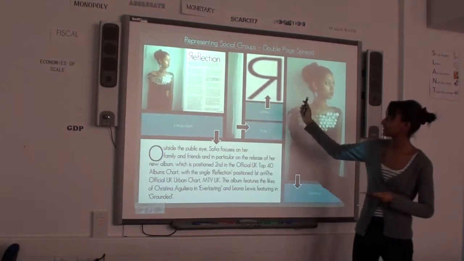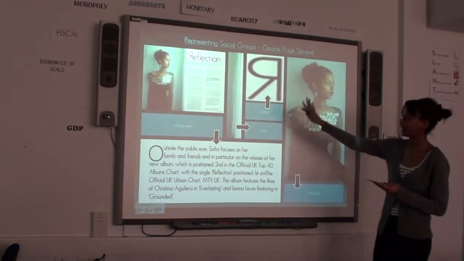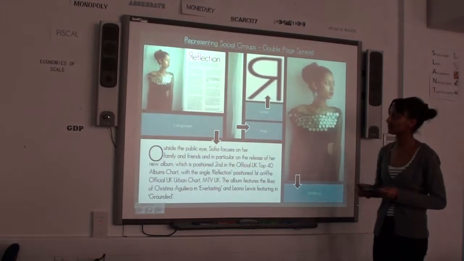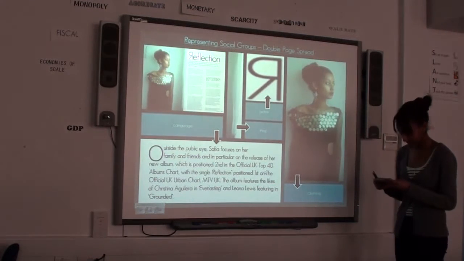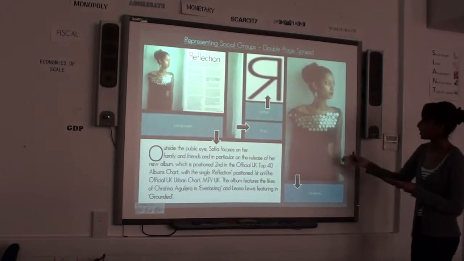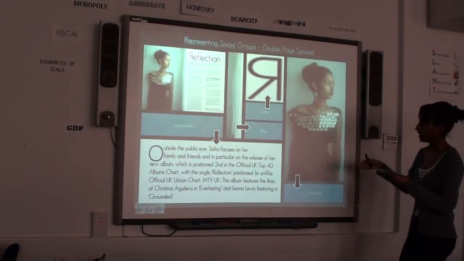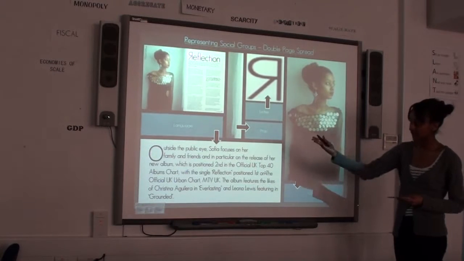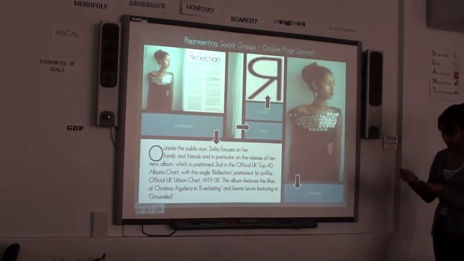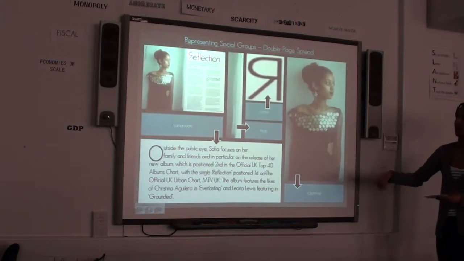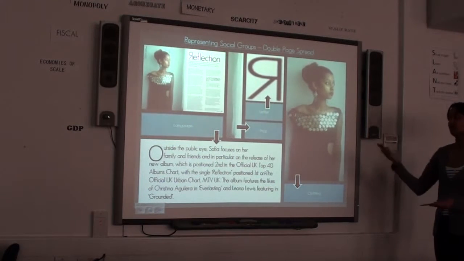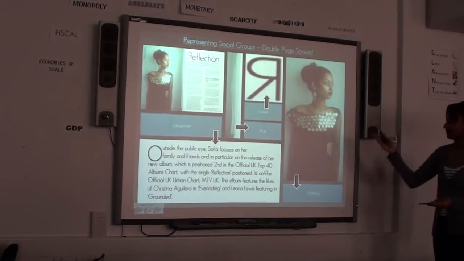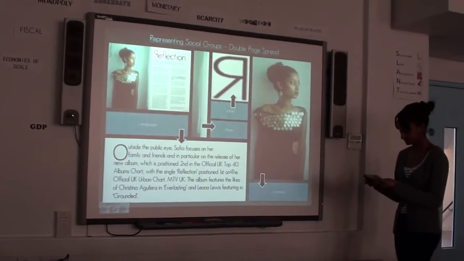The R is symbolic, seeing as it's reflecting, and it sort of reflects on my actual DPS. The clothing here is fashionable, it's of a lovely design, and I thought the younger generation would appreciate something like this, so I tried to portray the same effect. And they aspire to be like certain celebrities, so I thought, why not have a very fashionable DPS.